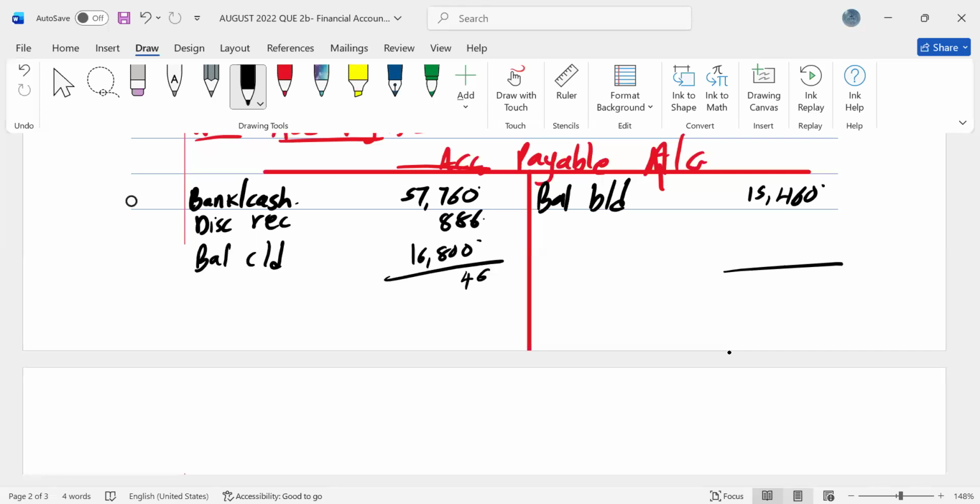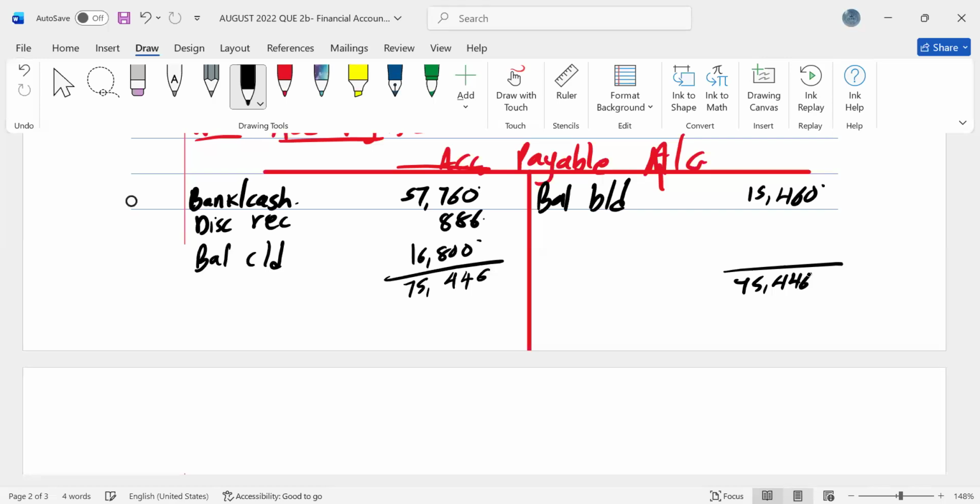Punch your calculator. Let's get 57,760. 57,760 plus 886 plus 16,800. What are you going to get? You're going to get 75,446. The same figure will be here.